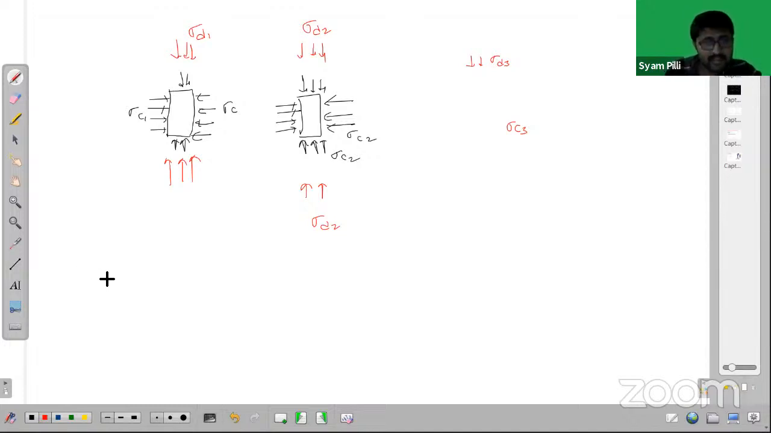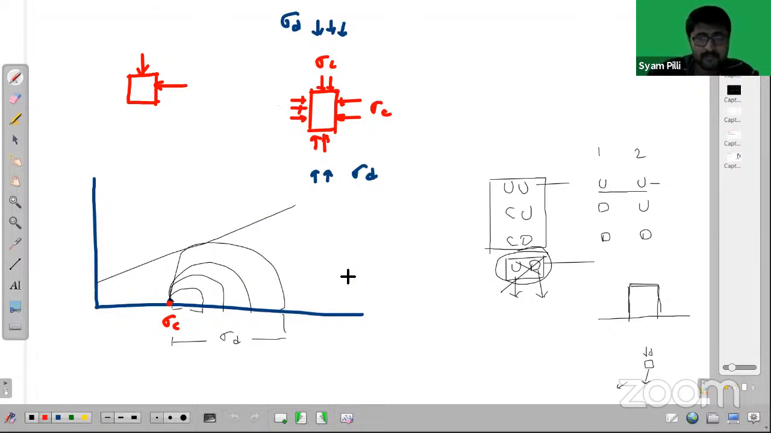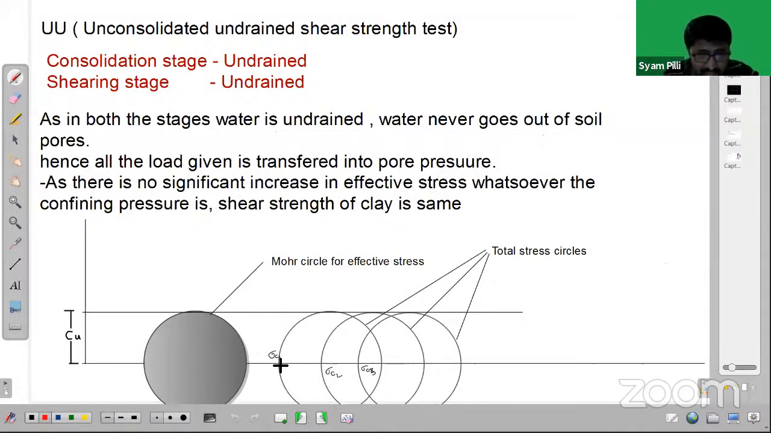But here, in the UU test, sigma d1, sigma d2, sigma d3 are all the same. This is representing the shear strength. Shear strength is the same; that is what is observed here. So what is sigma d? This is the additional stress increase, right?